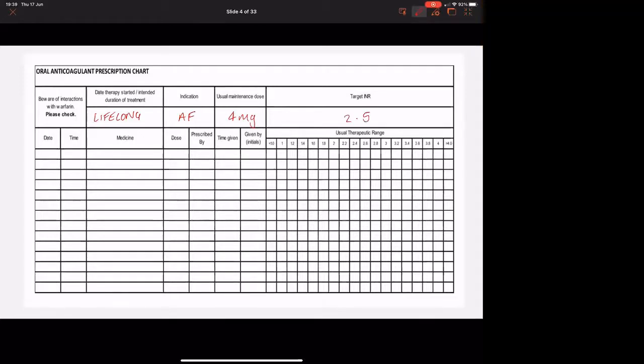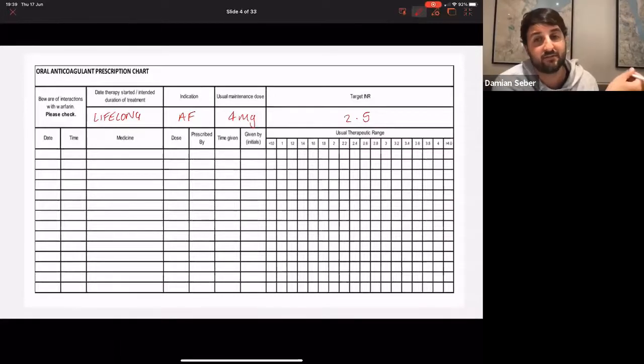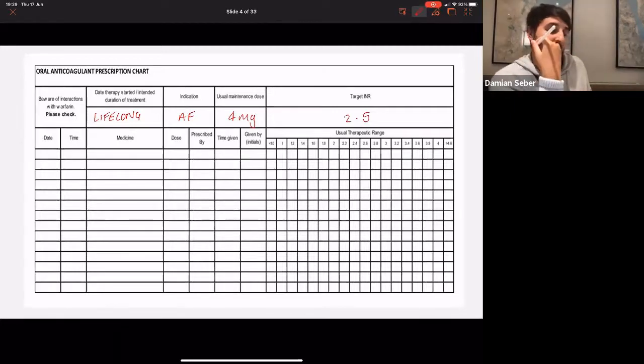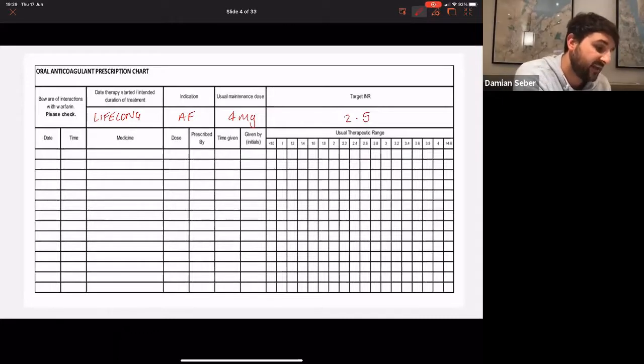So along the top, you need to have the duration of their treatment. So if they've got atrial fibrillation, that's for stroke prevention, it's lifelong. Their usual maintenance dose might be 3, 4, 5, 6, whatever milligrams. It'll be given to you on the sheet. And the target INR is 2.5. And then if they give you their usual therapeutic range, you should bracket that out too.